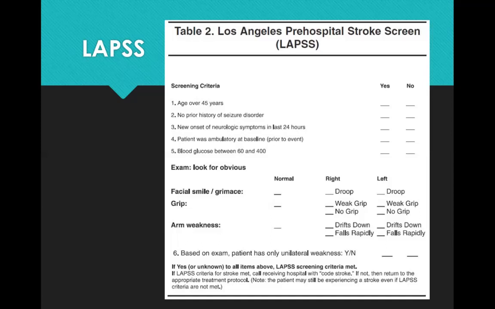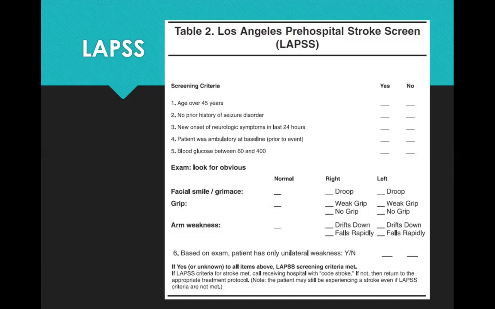And then we look at their blood glucose levels to find out if there are any issues with blood sugar levels or diabetes that might be going on. So we make sure they're somewhere between 60 and 400. If they're on either side of that, we're thinking that maybe it would be something other than a stroke. It could be something dealing with diabetes if we're below 60 or over 400.